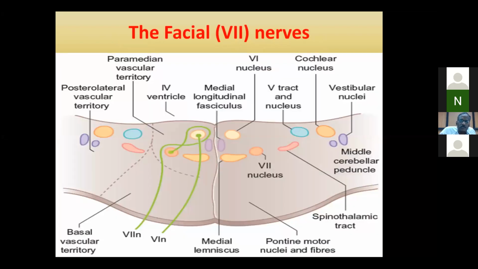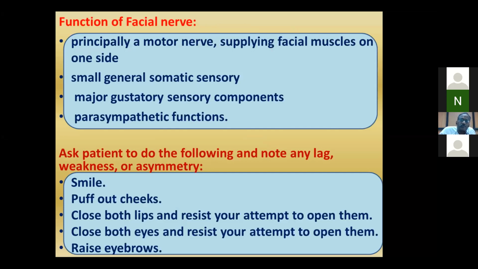Coming on to the facial nerve. The facial nerve starts from here. Facial nerve is principally involved in your facial expression. It is a motor nerve and also a special sensory nerve, gustatory. So it is used for all your expressions, and any abnormality in this facial nerve will cause an expression defect.